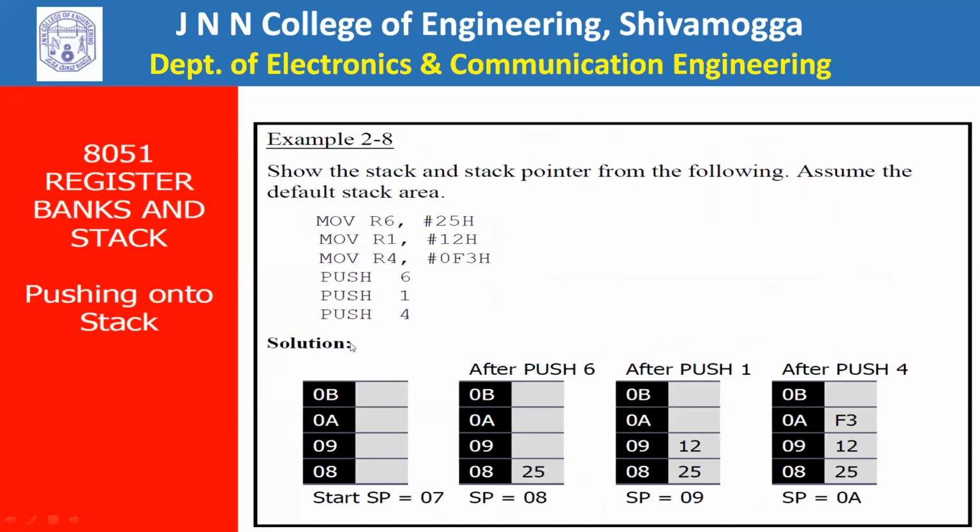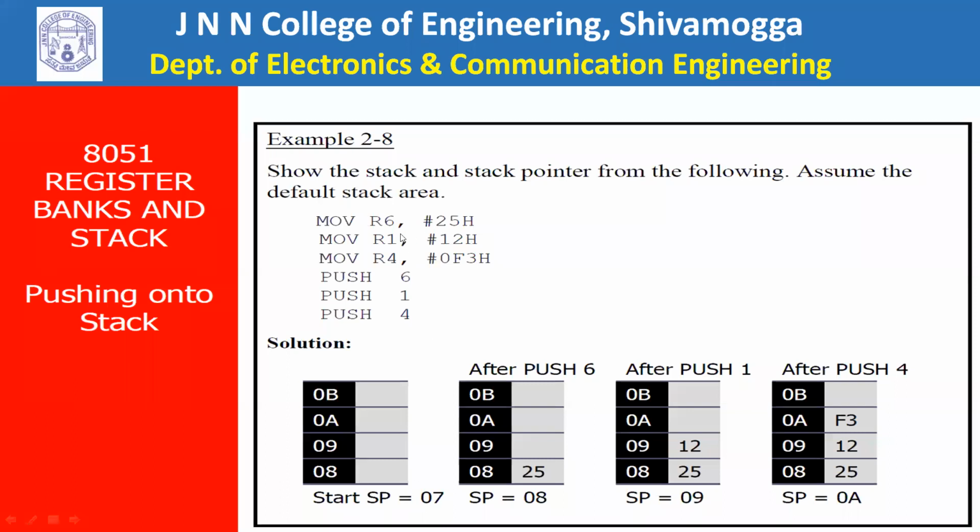So this is an example, you can just see. Show the stack and the stack pointer from the following. Assume the default stack area. The default stack area is register bank 1. So that is why 89AB. The first 4 registers of the register bank are marked here. At the beginning, SP is equal to 07.